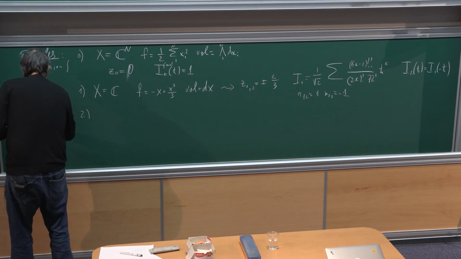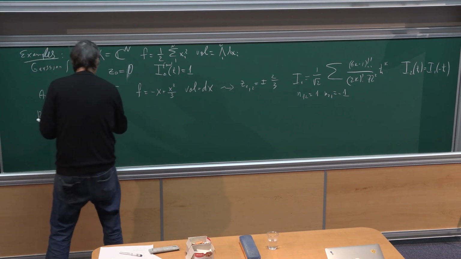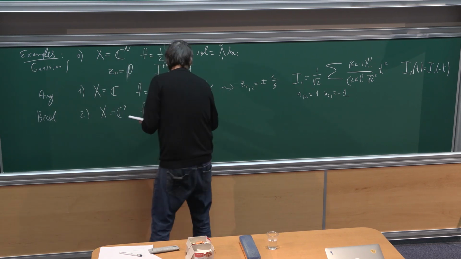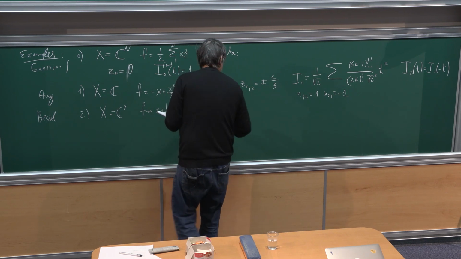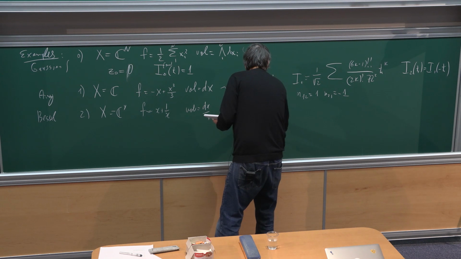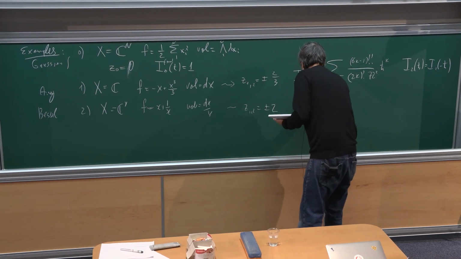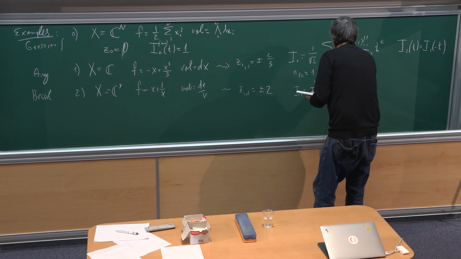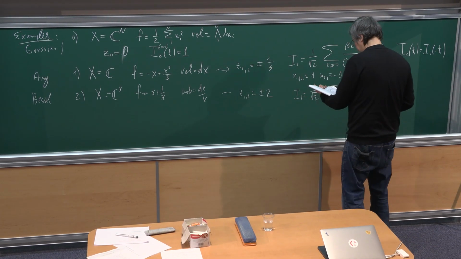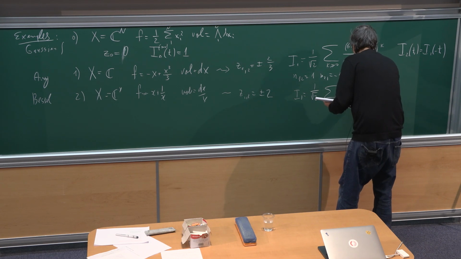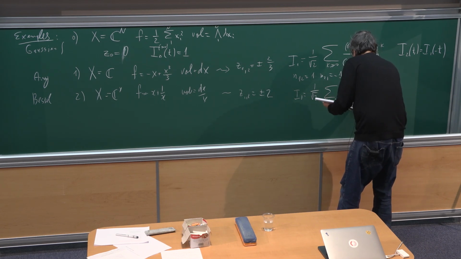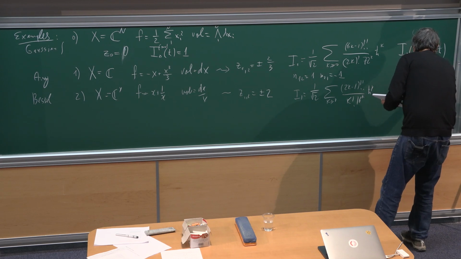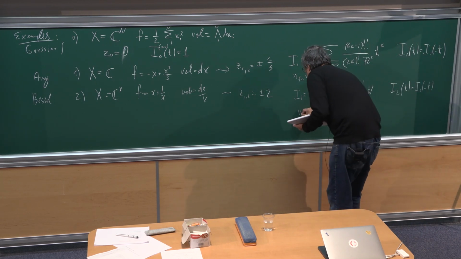And this next example is the Bessel function. It's very similar. X will be C star. F will be x plus 1 over x. The volume will be dx over x. And the critical points will be plus minus 2, suppose, and I1 will be again 1 over square root of 2 pi, sum over series, and the indices are plus minus 2.